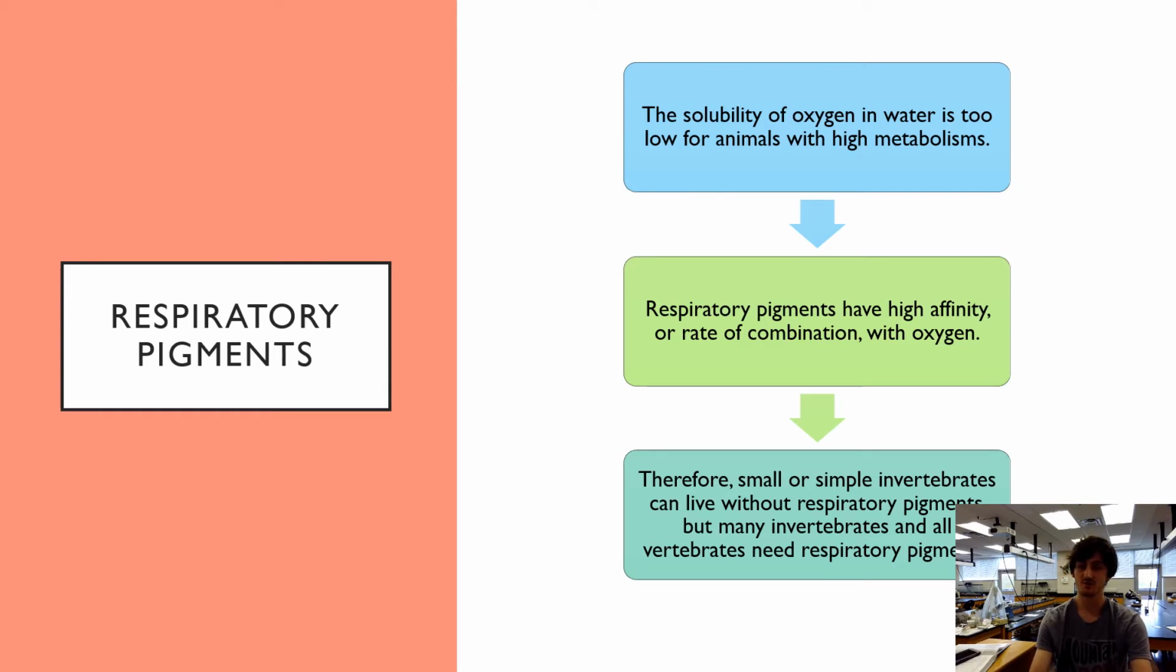Instead, we have these respiratory pigments. So there's hemoglobin, hemocyanin, and a few others. There's a bunch of respiratory pigments, but the major ones are hemoglobin and hemocyanin. And these pigments have an extremely high affinity for oxygen and CO2.